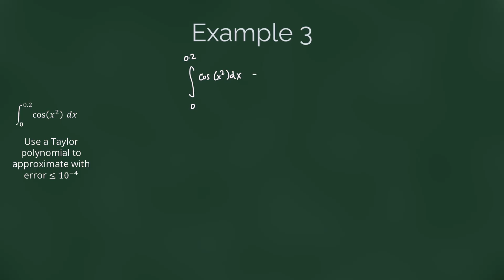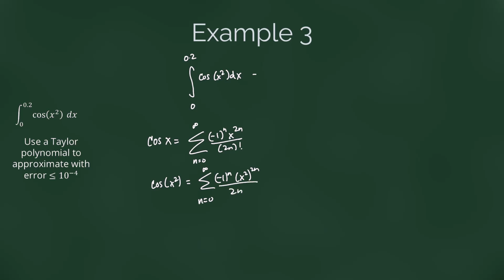So we know that cosine of x is the sum from n equals 0 to infinity of negative 1 to the n x to the 2n over 2n factorial. And that means then that cosine of x squared is going to be the sum from n equals 0 to infinity of negative 1 to the n times x squared to the 2n over 2n factorial, which is then the sum from n equals 0 to infinity of negative 1 to the n x to the 4n over 2n factorial.